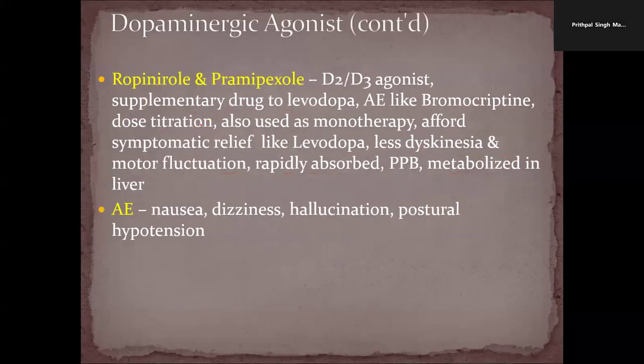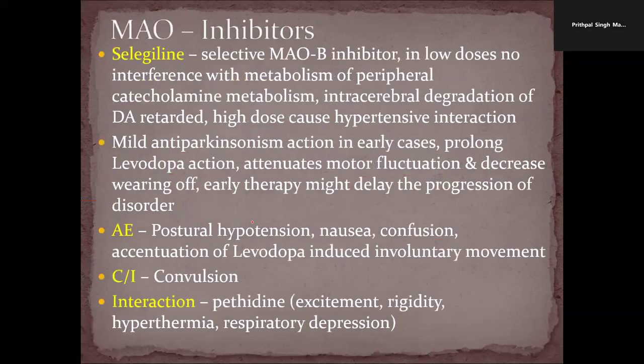A few more drugs we have, non-ergot, are ropinirole and pramipexole. They are supplementary drugs, and their adverse effects are somnolence and hallucination. They can be used as monotherapy, and they can also give symptomatic benefit like lesser dyskinesia and confusion. They are rapidly absorbed and metabolized. The adverse effects are nausea, dizziness, and postural hypotension.